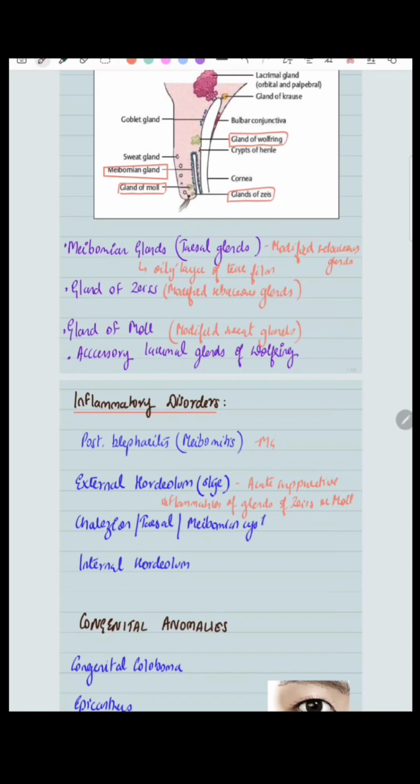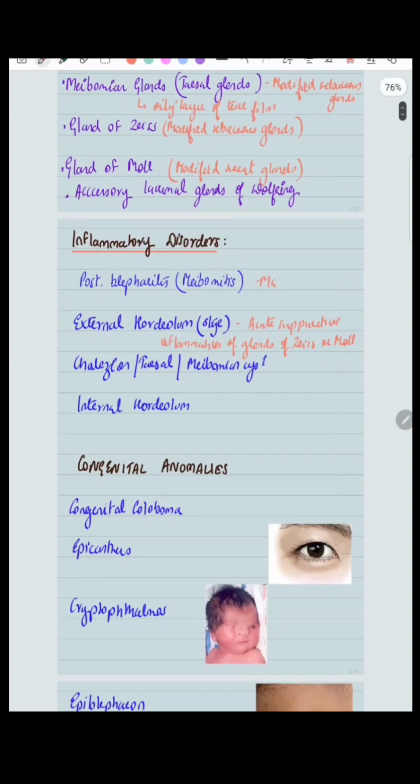Then posterior blepharitis or meibomitis involves the meibomian gland, and chalazion, or tarsal or meibomian cyst, is a chronic granulomatous inflammation of the meibomian gland. Then internal hordeolum is suppurative inflammation of the meibomian gland.